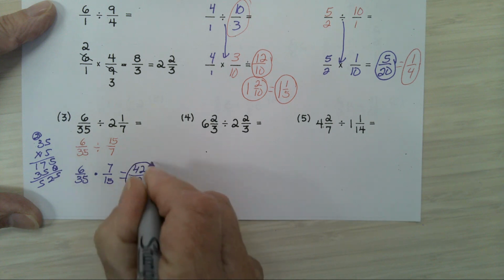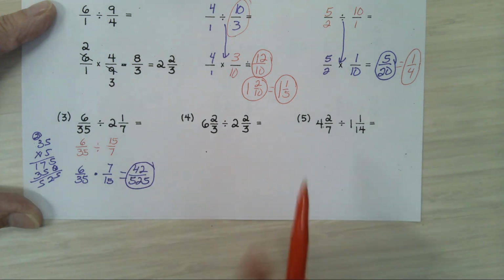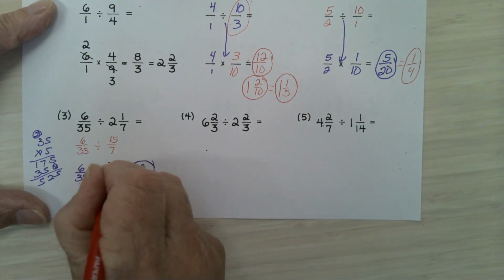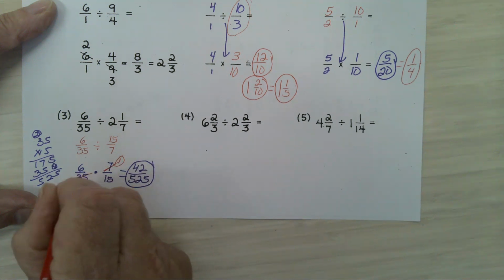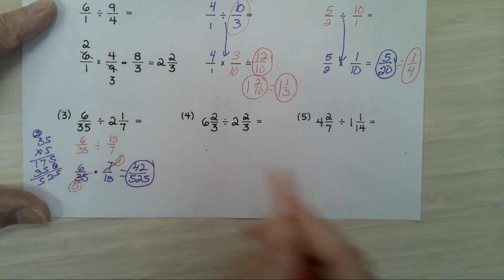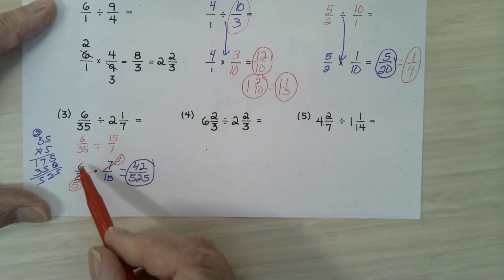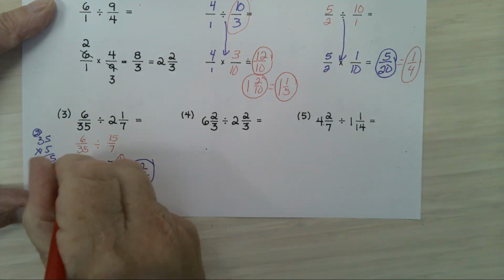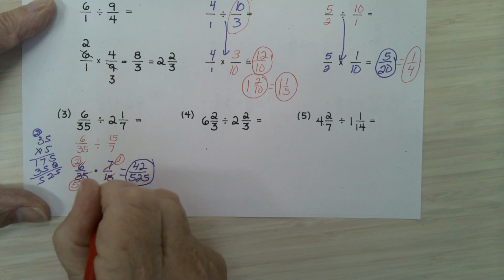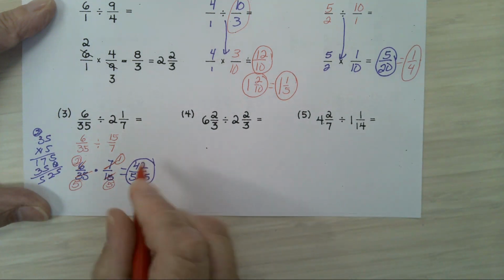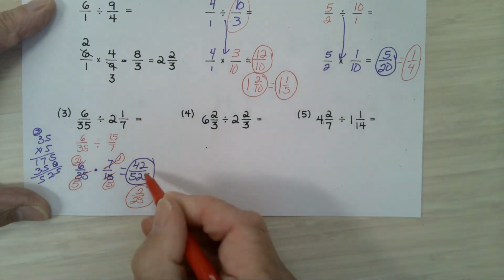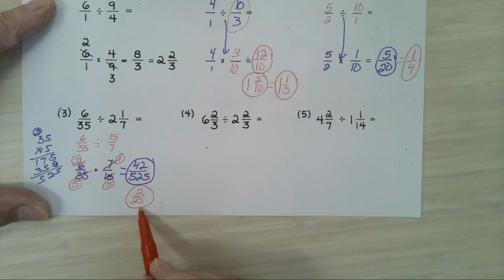However, I would simplify before I multiply. I would say 7 divides 7 and 7 divides 35, right? 7 divides 7 once. 7 goes into 35 5 times. A lot easier. Oh, do you know a number that divides 6 and 15? 3. 6 divided by 3 is 2. 15 divided by 3 is 5. And I will get the answer 2 over 25, which this will equal that. They will simplify.